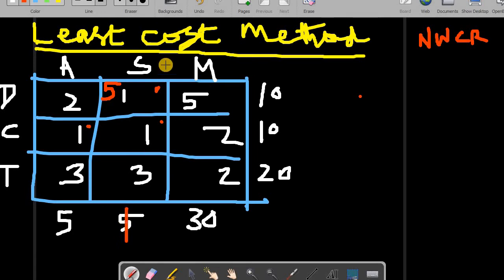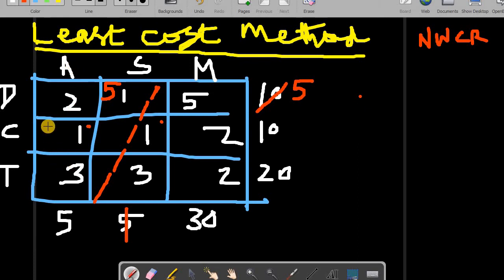If I do so, the 5 is met. Am I correct? The second destination is met, so no more is needed there. But what takes place at the first production center? 10 items are produced and only 5 have been given, so the remaining 5 would be there. Now, among the next matrix cells, which is the least cost cell? This is the least cost cell, because it is 1 rupee per item to transport from here to here.